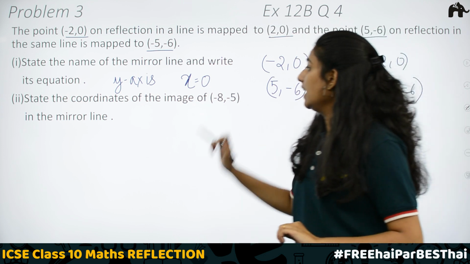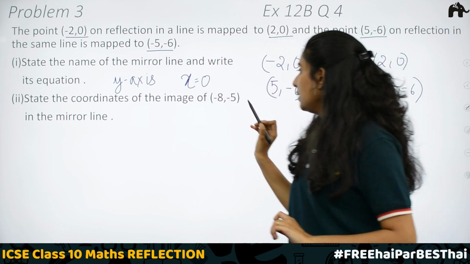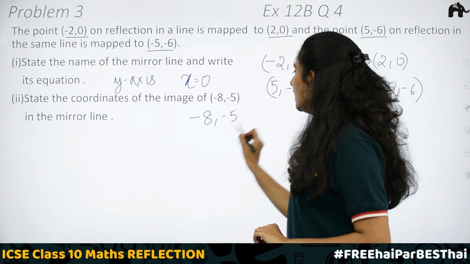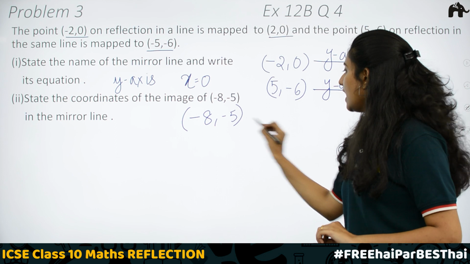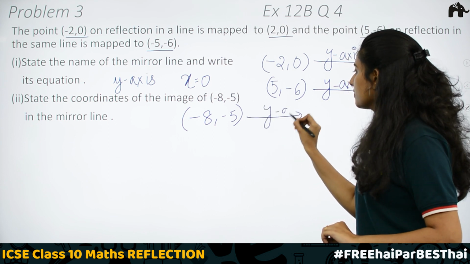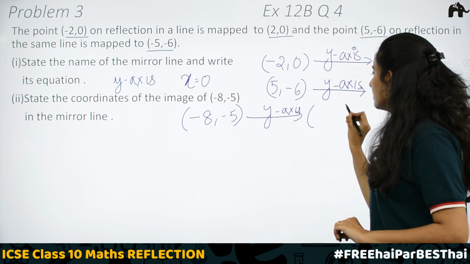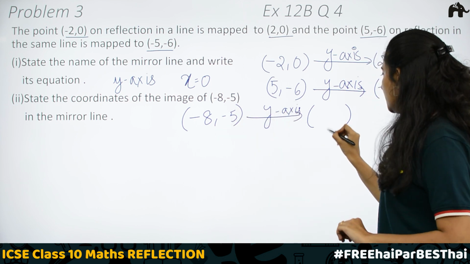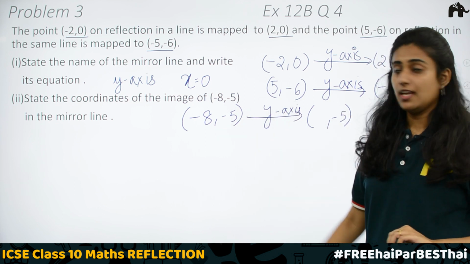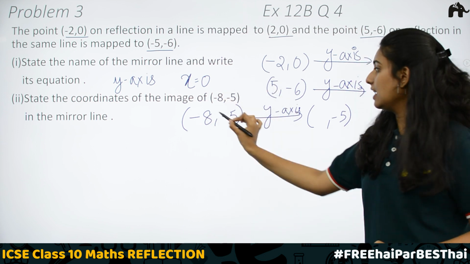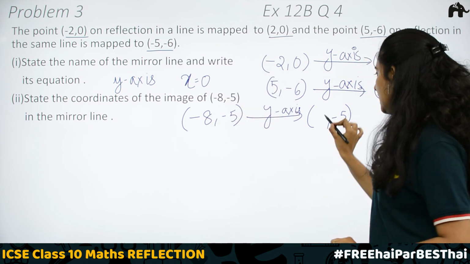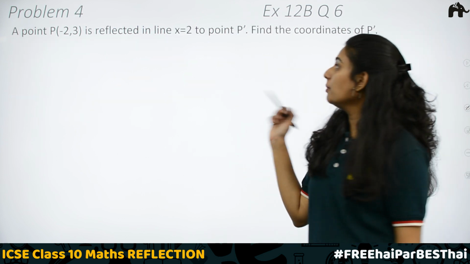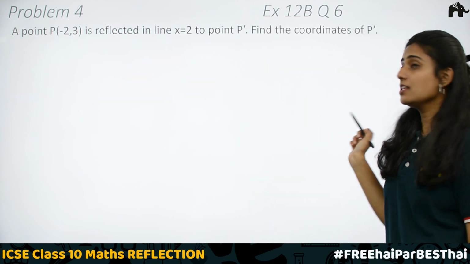Now the second: state the coordinates of the image of (-8, -5) in the mirror line. The mirror line is the y axis. Then what are the coordinates? Along the y axis, when the reflection happens, the y coordinate should remain the same, that is -5. The x coordinate sign should change. Here we have -8, it becomes +8. Clear?